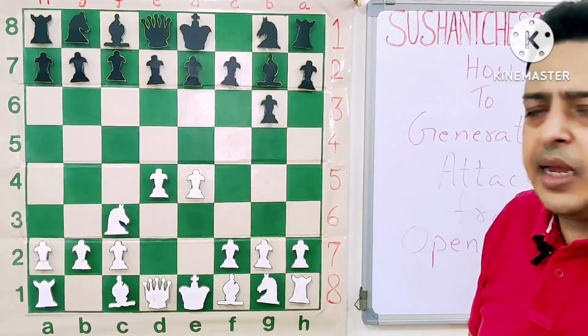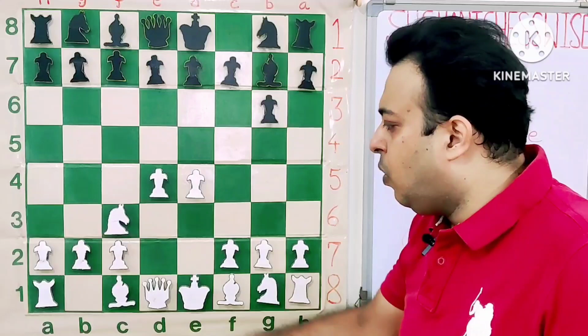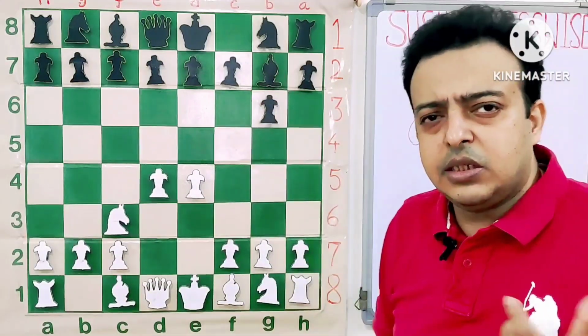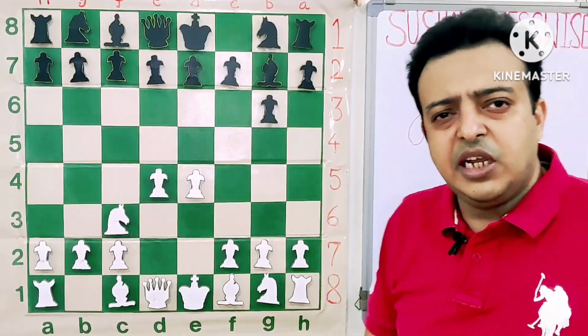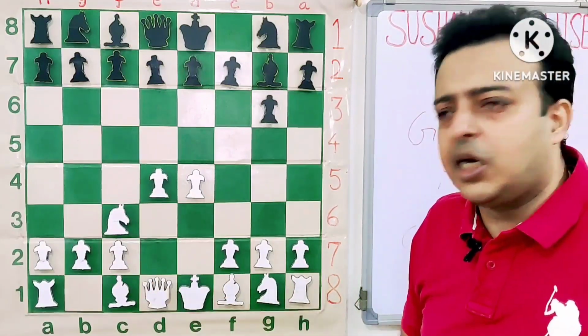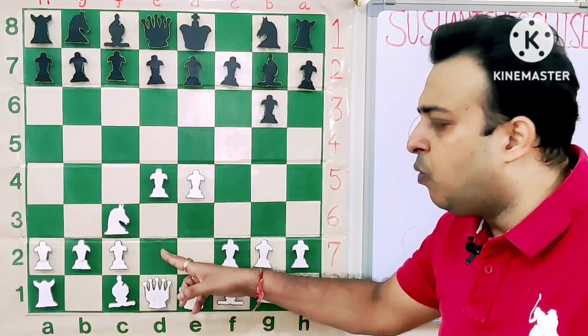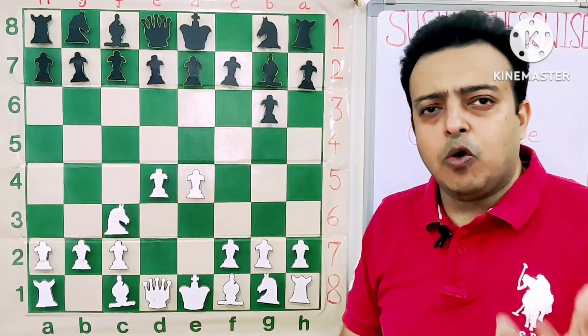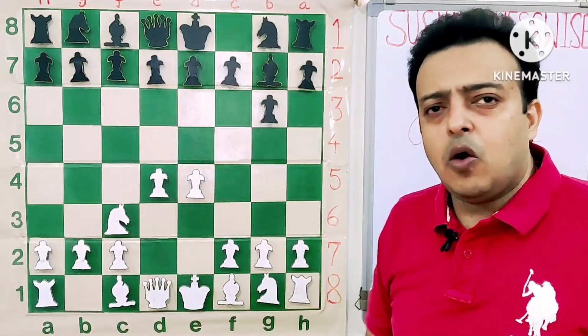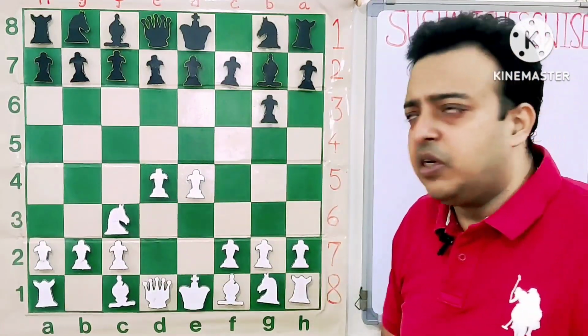So one of the main ideas for white is to trade this C1 bishop for this G7 bishop, for which he aims to develop the knight on the queenside first. So white wants to go B3, Qd2 and trade this bishop. Moreover, he will like to castle long and develop an attack on the king side. We will soon see that.